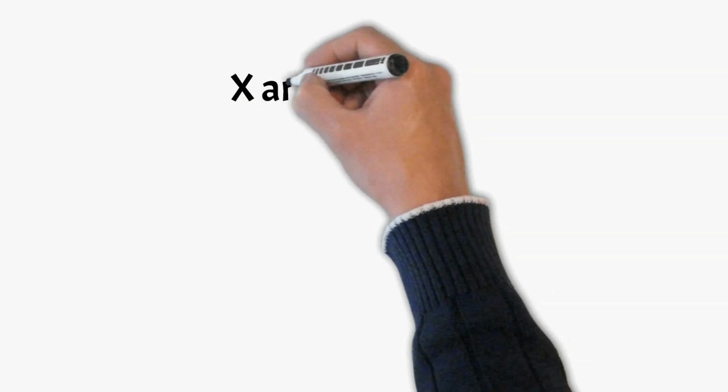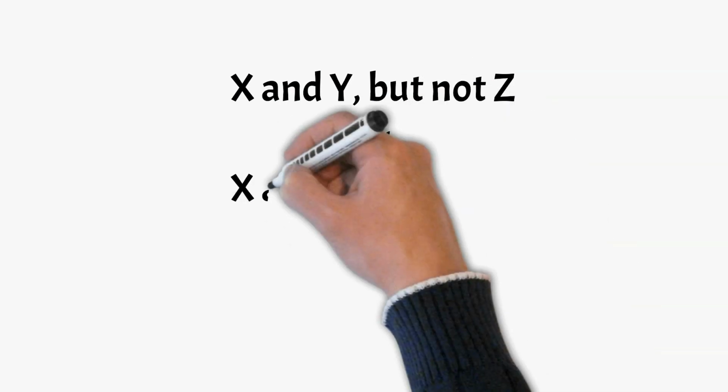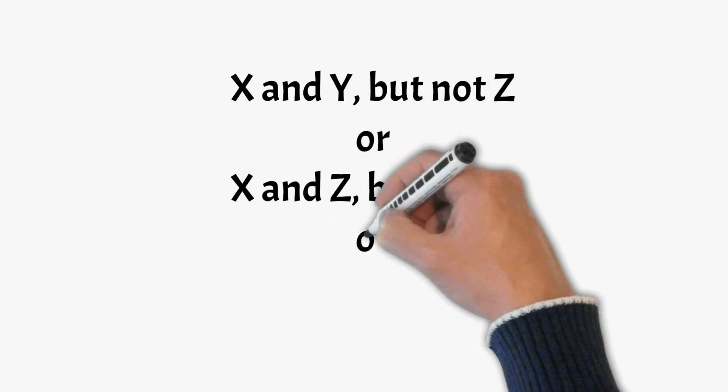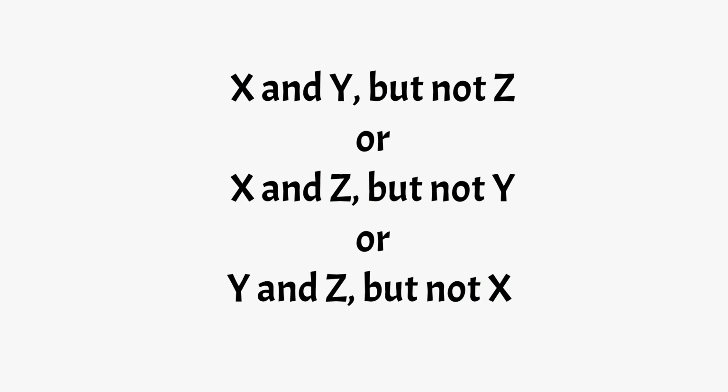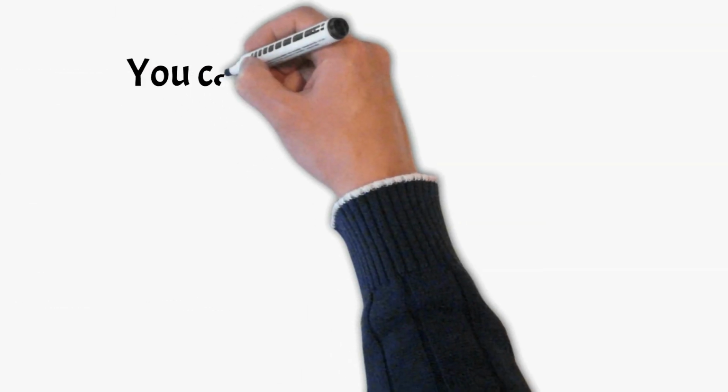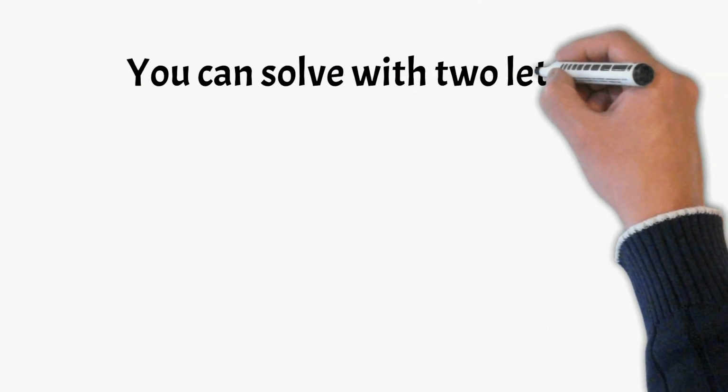Sometimes Revelation will give you x and y, but not z, or x and z, but not y, or y and z, but not x. If you have 2 letters, you can easily solve the equation.